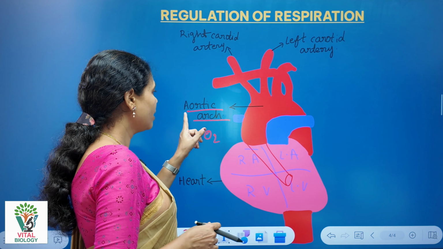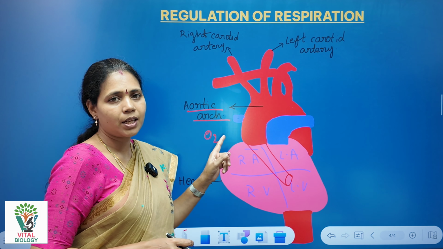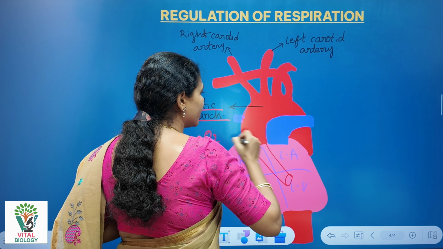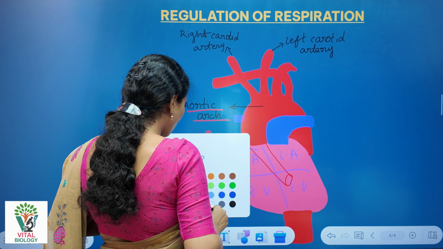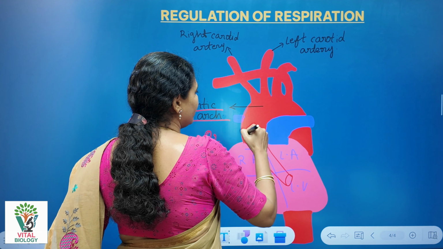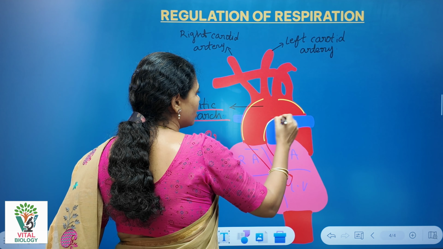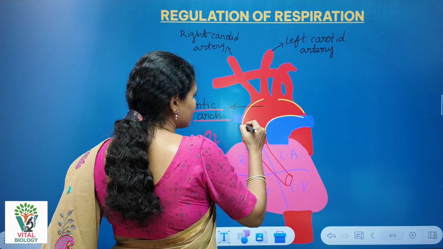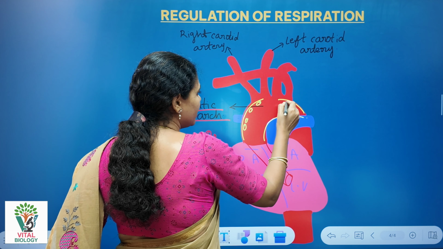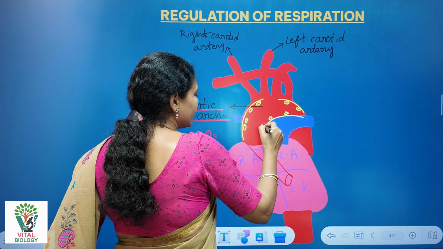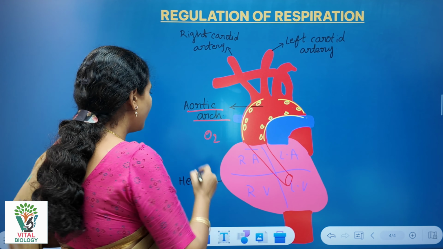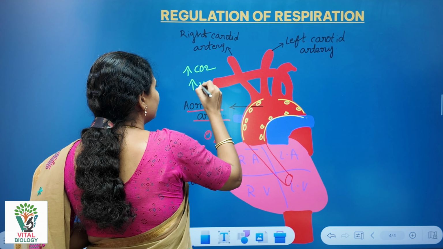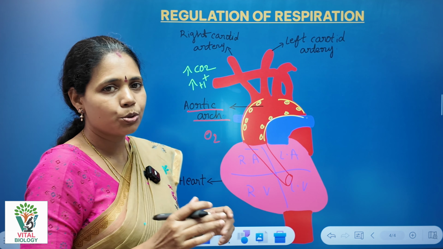Okay, so via the aorta or otherwise systemic artery, in the walls of that aortic arch, there are some receptors present which can sense high amounts of CO2 and high amounts of hydrogen ions.